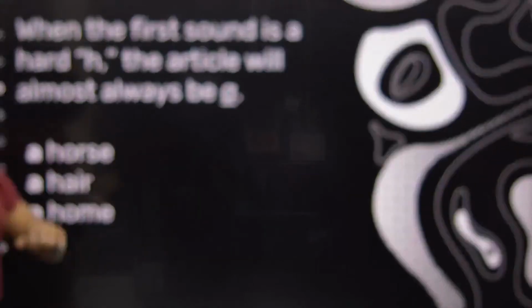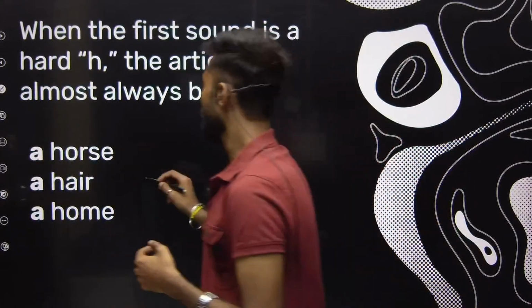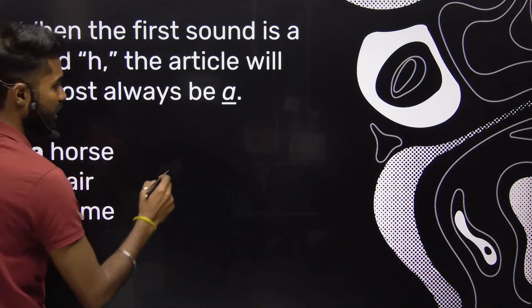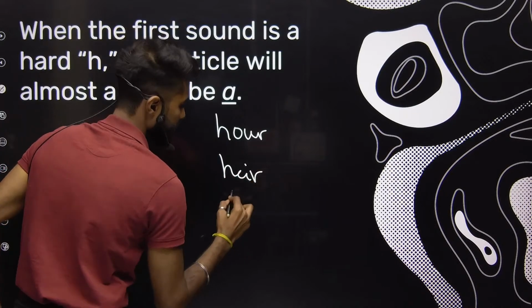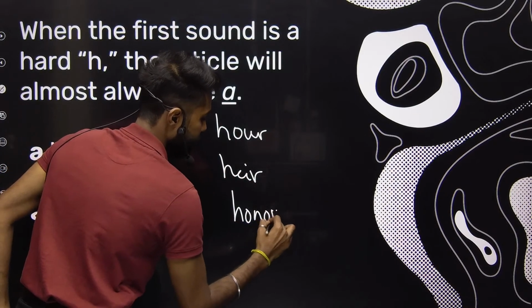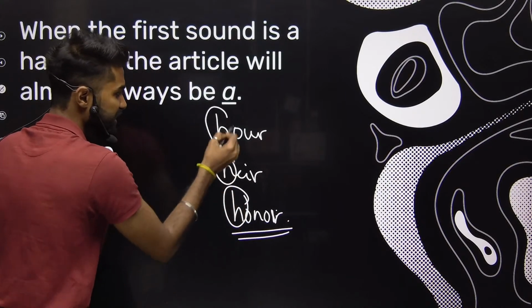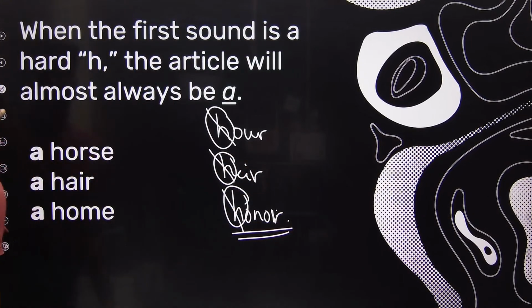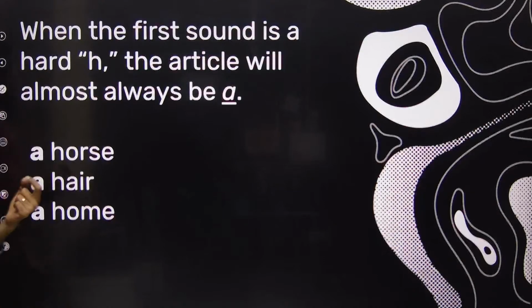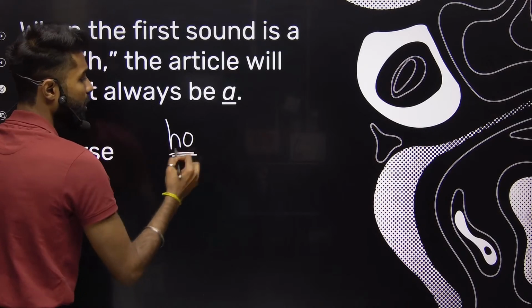But sir, will all the H-starting words use "an"? No. See here, "horse". Here we won't pronounce it as "orse". Only for "hour", "heir", "honor" are we neglecting this H and pronouncing it just as the vowel.